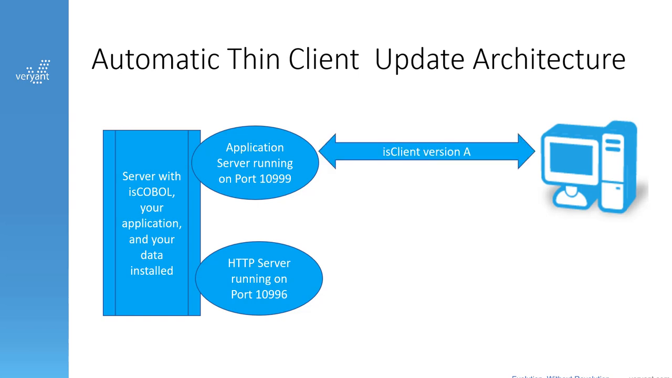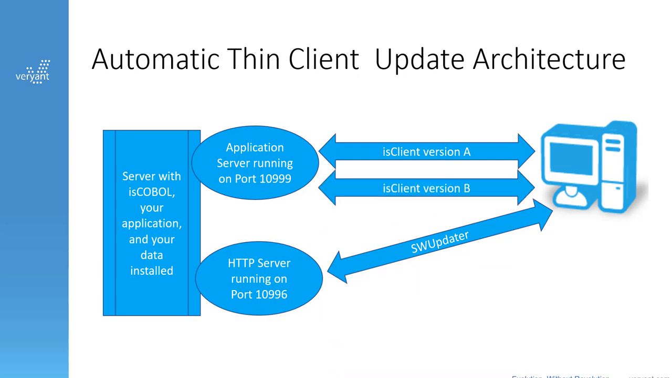So in this case, the client is running an older version. It's going to connect to the application server, which will then notice that it's not the right version. So it's going to tell IS client that there is a mismatch. And the IS client is going to use SW Updater to connect to the HTTP server, which knows where to go to get the right files that it needs and push those up to the client. Then when it's done, it'll tell the client to go ahead and reconnect with the application server. And so let's take a look at how that's done.